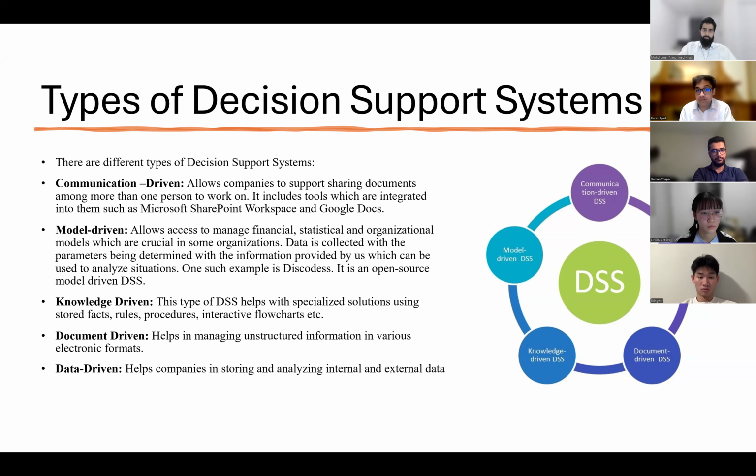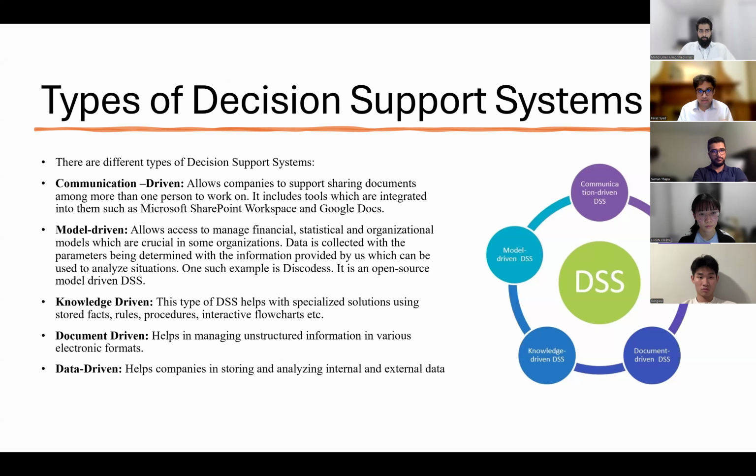So I would like to explain more in detail about each one of these types because it's really, really important for us to understand and to be able to differentiate between different types of decision support systems. So basically, I'd like to start with the communication-driven decision support. Let's say you have a team that's working with you on a project, and every single one of you wants to input your views that can help us take the right decision.